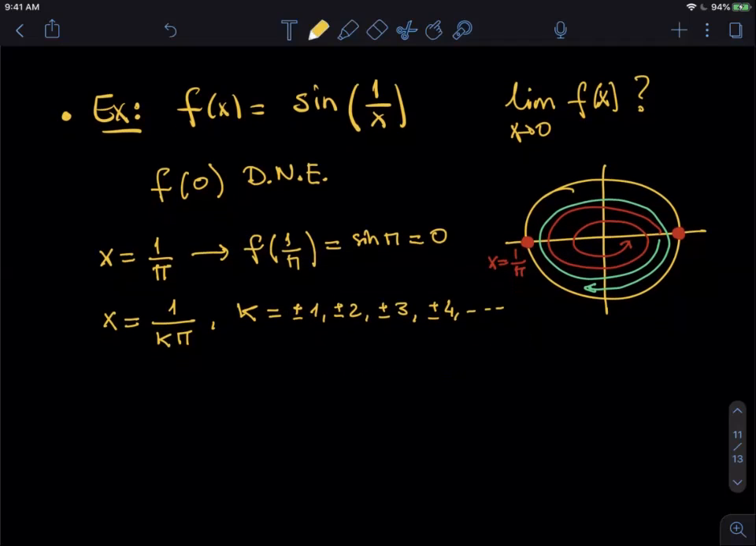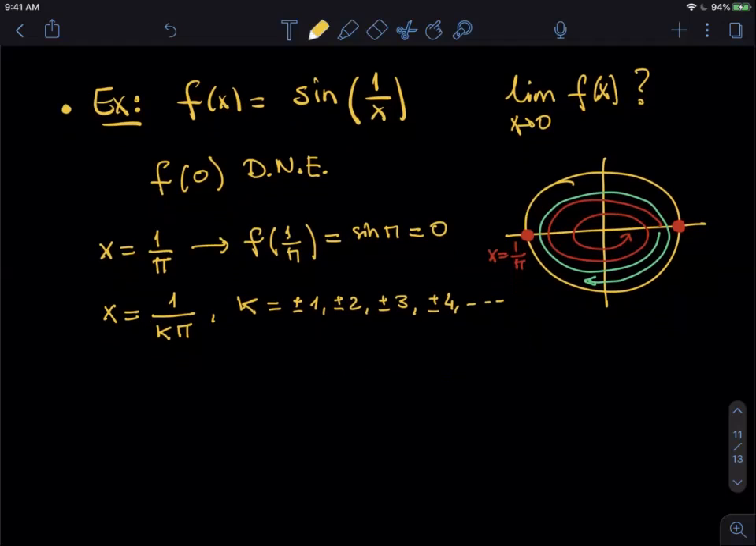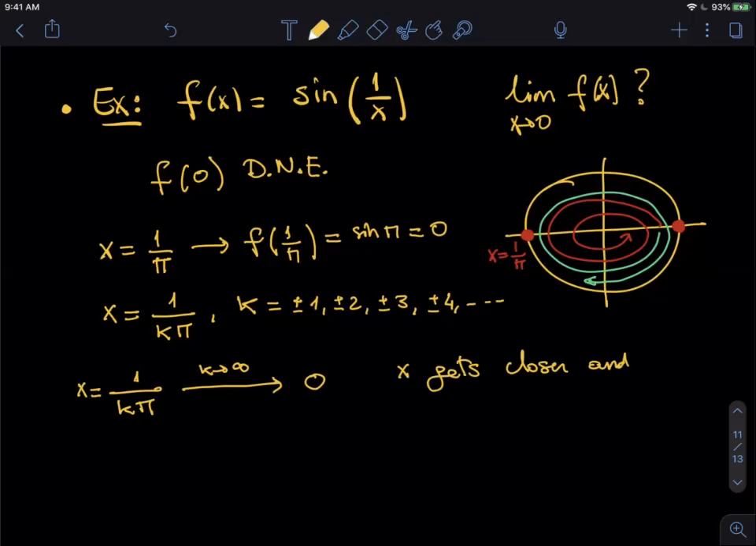Now, notice what happens here. So we have 1 over k pi, okay? And what happens when k tends to infinity? When k becomes large, what happens to 1 over k pi? It goes to 0 because we are dividing by something larger and larger and larger, okay? So these are my values of x. x gets closer and closer to 0.